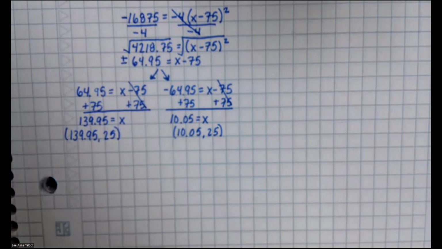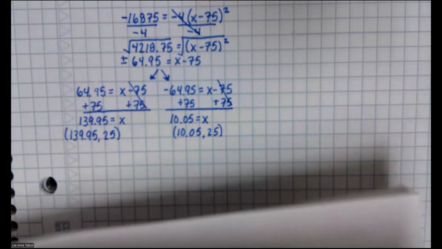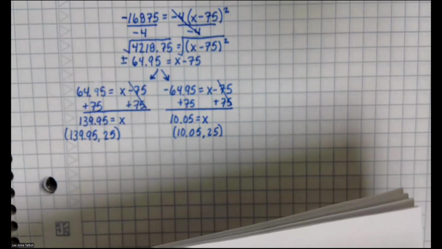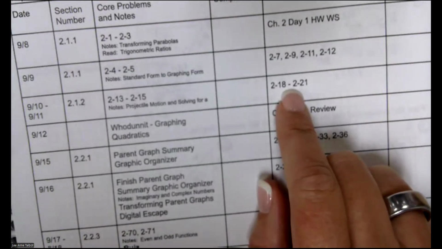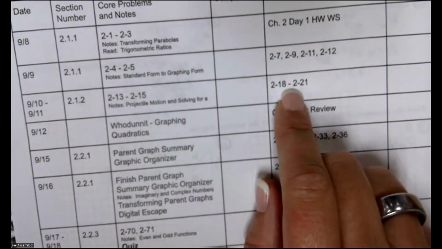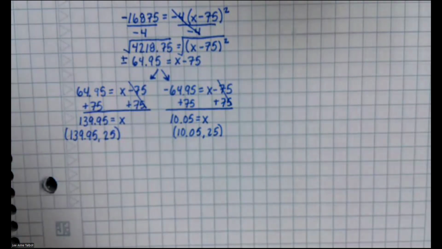Okay, so let's see. What is the homework today? Okay. What word goes with a dash? Through. Through. 4 questions, 18, 19, 20, and 21. I'm gonna come stamp your work right now from last night.